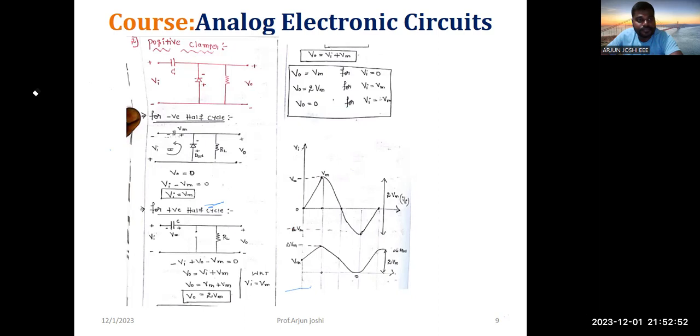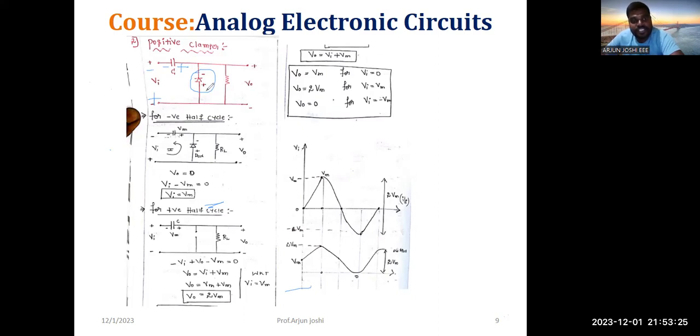Next, positive clamper. Here, for the positive clamper, just change the polarity of the diode, plus minus, minus plus. Depending upon the capacitor polarity, plus minus, here also plus minus. This is how I'm going to write the positive clamper circuit. During the positive half cycle it acts as an open switch, but during the negative half cycle it acts as a closed switch. Minus is connected to minus, plus is connected to plus.